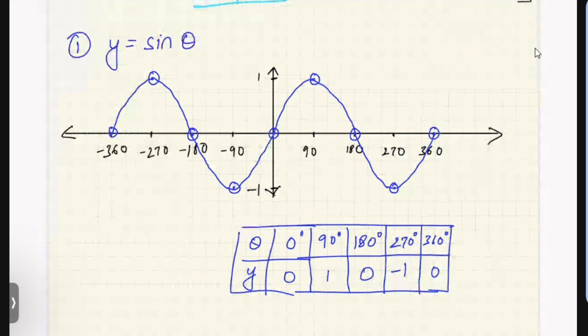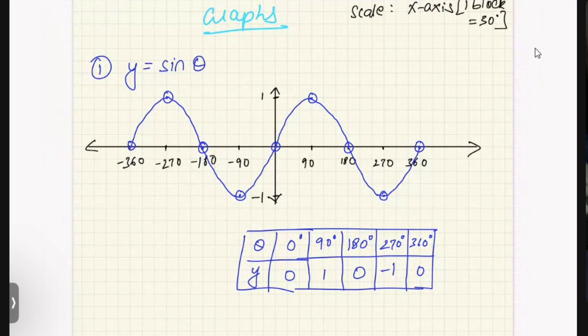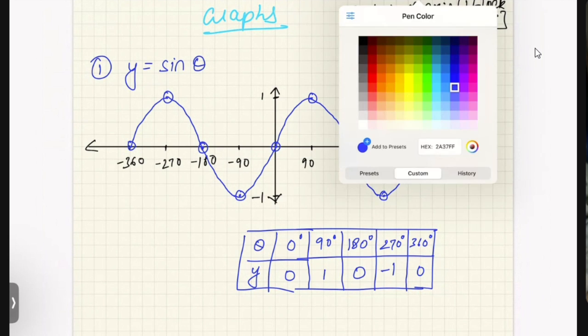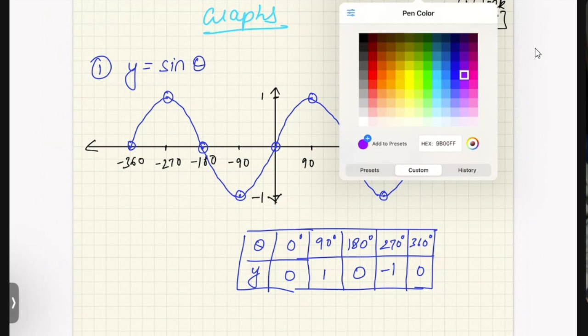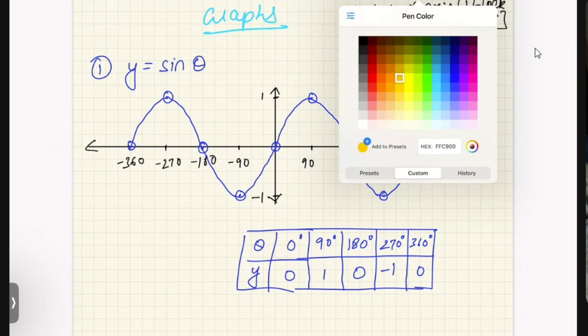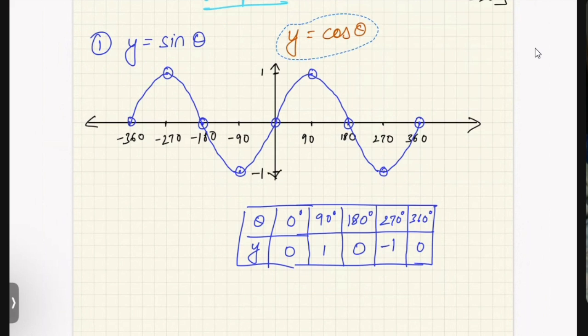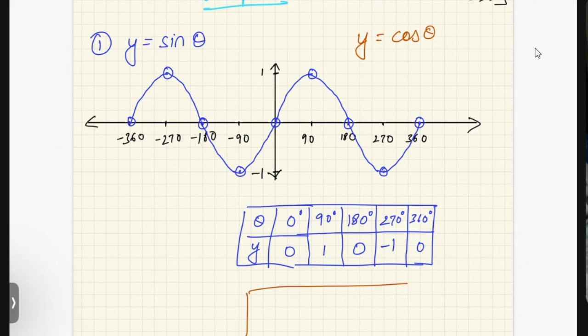Okay, clear. Now similarly, I'm going to draw the cos theta graph also on the same graph so that you understand. What if we have, let's say, y is equal to cos theta? We'll draw the same with this color so that you understand. Let's make a table, the same way we made for this.